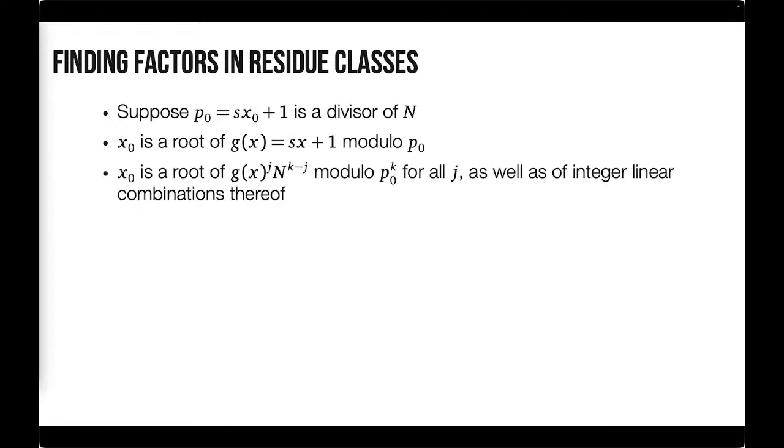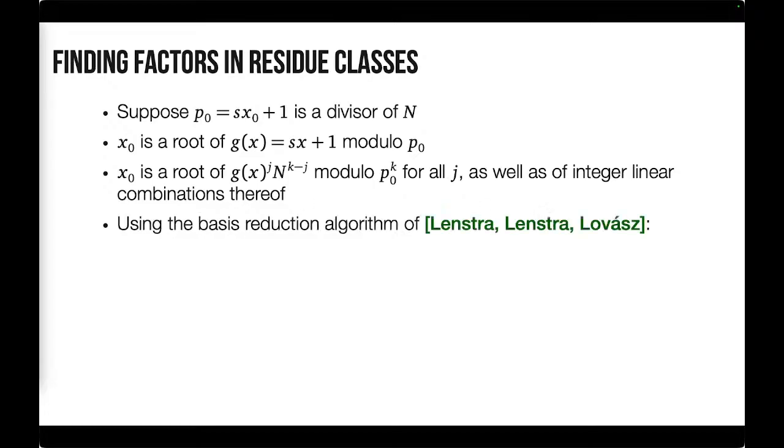But x0 is also a root of each of these polynomials. So it's a root of each of these. We can take a power of g of x, and it will be a root modulo the relevant power of p0. But we can also take a power of n, because p0 divides n. So it will be a 0 of these polynomials, g of x to the power j times n to the k minus j, modulo p0 to the k, for every j. So then it will be a 0 modulo this number for every integer linear combination of these polynomials. So really every polynomial in the lattice spanned by these polynomials.